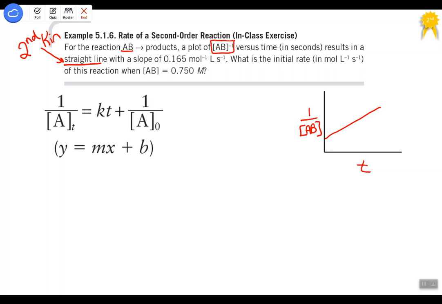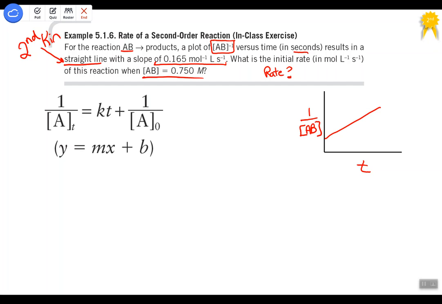And we're told what the slope is. What is the initial rate in moles per liter per second of this reaction when the starting concentration is 0.75 moles per liter? Well, I'm going to pull out my second order integrated rate law and see what I know and see if I can draw any conclusions here.